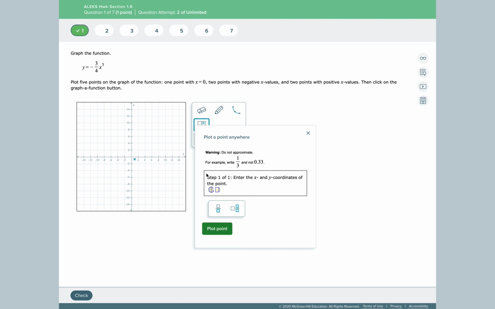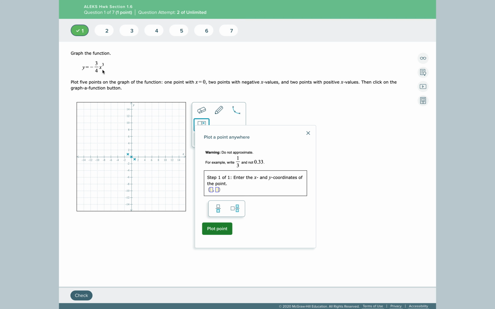If x is -1, the cube of -1 is -1, times -3/4. So when x is -1, your y is going to be +3/4. We plot this point, and you had to plot at least 5 points in the mix, and we also have the origin included.